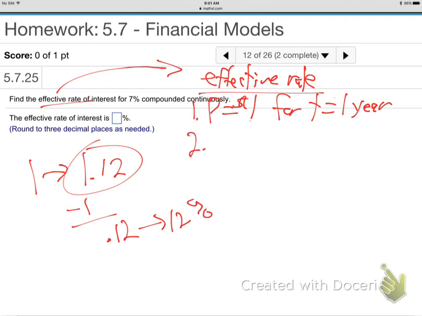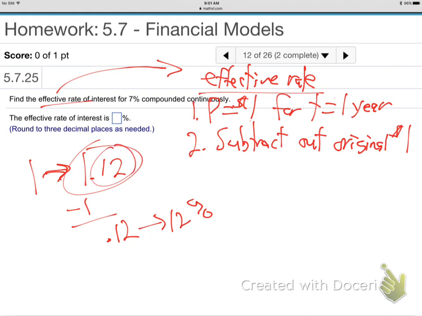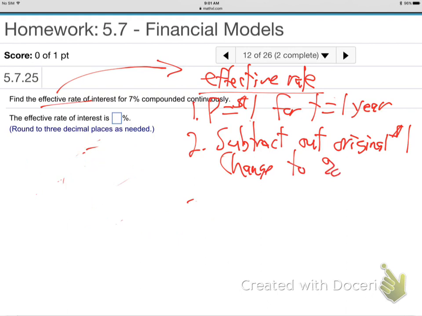So put in $1 for 1 year, and then subtract out the original $1, right? Because the dollar became $1.12, but the growth is just the 0.12. The original dollar was already there. That wasn't the growth. That wasn't the effect of the account, right? So you got to subtract out that original dollar, get the 0.12, which is the effect of the investment, and then change that to a percentage. Change to percent.